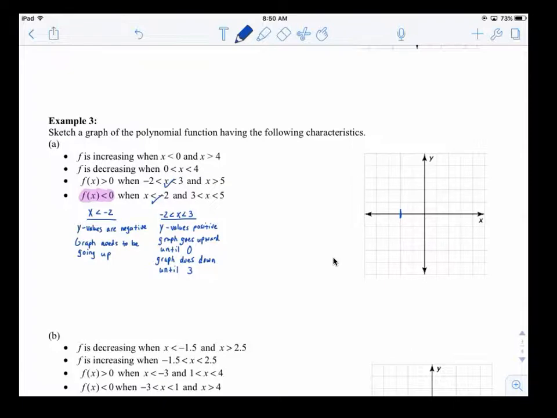All right. So kind of draw yourself this graph kind of looking like that. And then from -2 to 3, so -2 and then 3 is like right here. The y values need to be positive, so all your y values need to be above the x-axis here. And then it needs to keep going up until you hit 0, and then it needs to start going down once you get to 3.